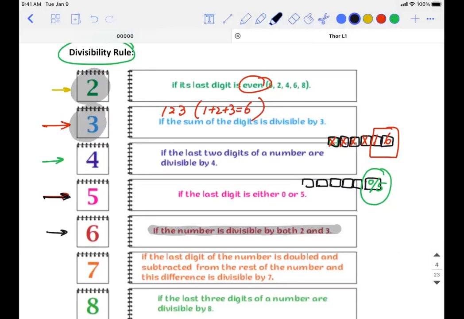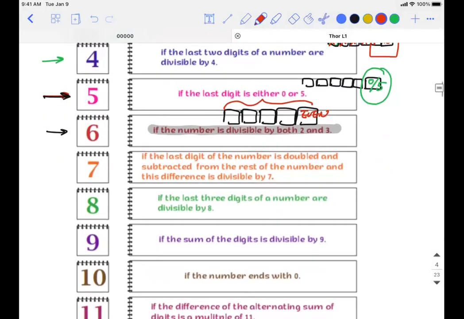So therefore, a number divisible by 6 means the last digit must be even. I don't really care how many digits, right? The last digit must be even, plus the total sum of all the digits must be divisible by 3. So therefore, this number should be divisible by 6. All good? Okay, let's continue.